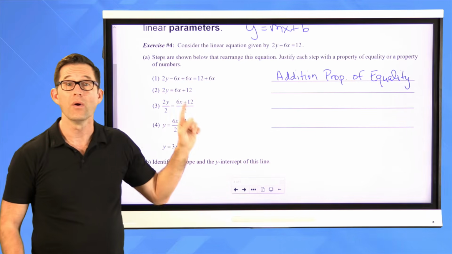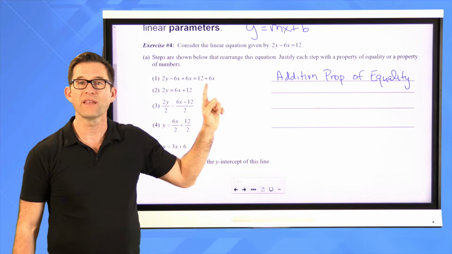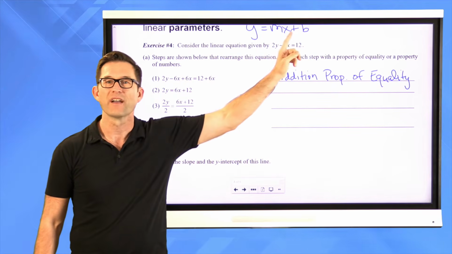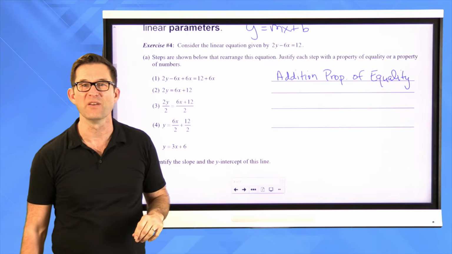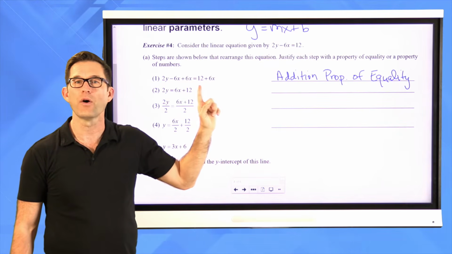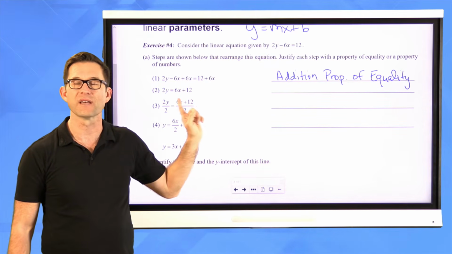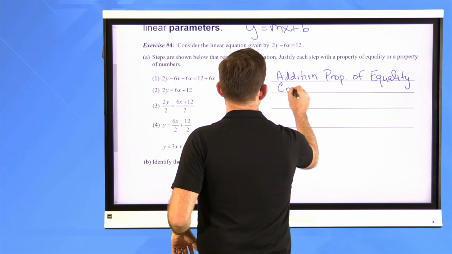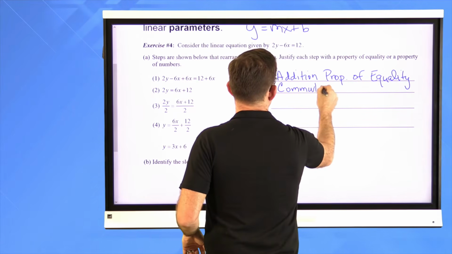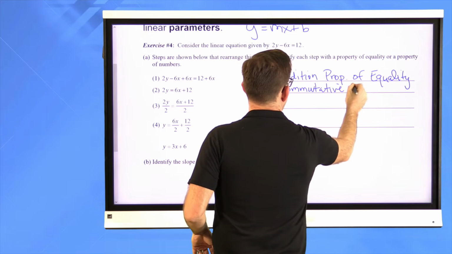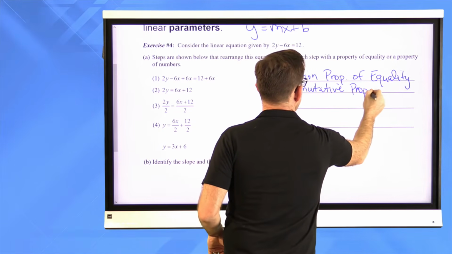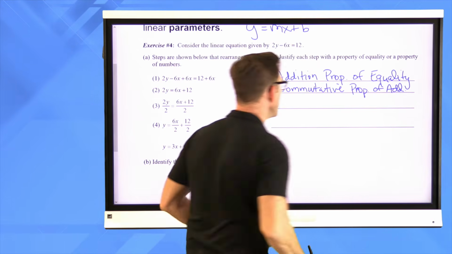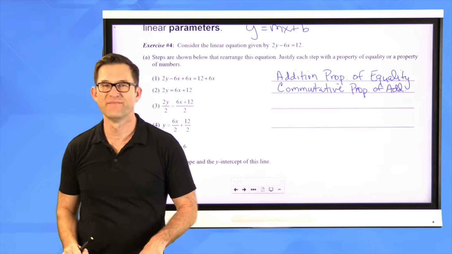Not yet, though. Right at this point, I take that 12 plus 6x and I switch it into 6x plus 12 because I really want that mx plus b, right? So what allows me to take 12 plus 6x and rewrite it as 6x plus 12? Well, that's that beautiful commutative property. And technically, it's the commutative property of addition. I'm going to just abbreviate it as commutative prop of add, right?